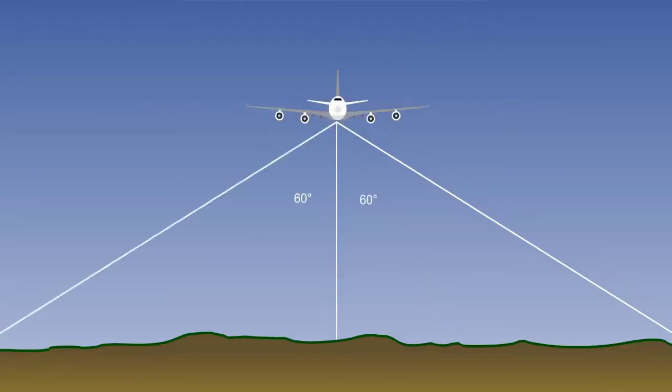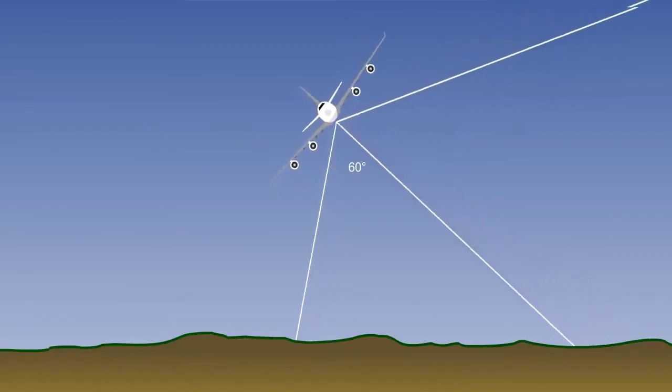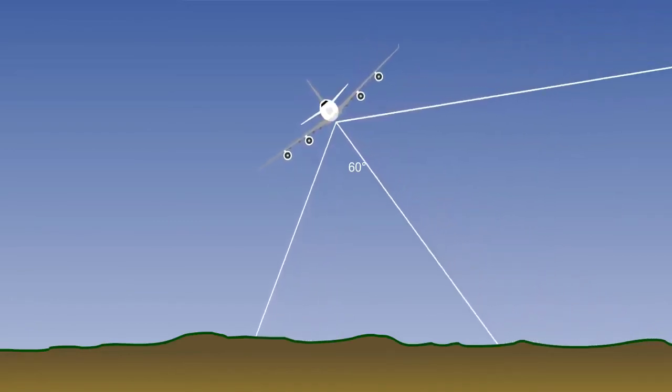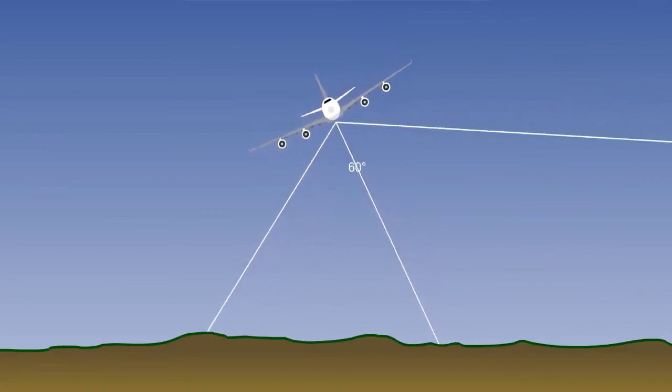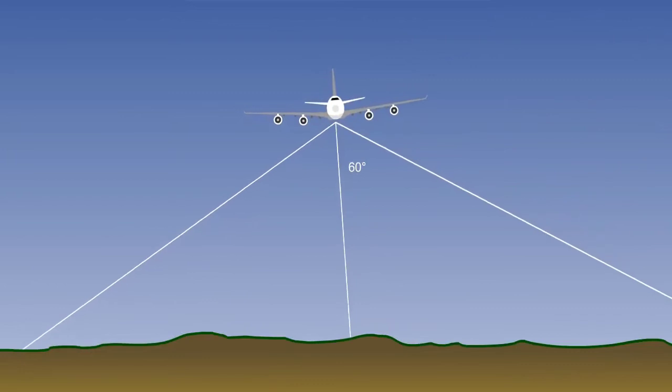The lateral beam width is even wider, 60 degrees either side of the vertical. This means that, in theory, the aircraft could be banked to 60 degrees of roll and still receive a usable signal. Clearly, a large airliner is very unlikely to be pitched or rolled to these extremes when less than 2,500 feet from the ground, or, indeed, at any time.